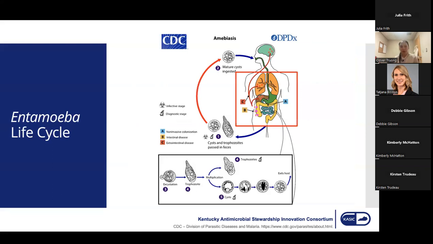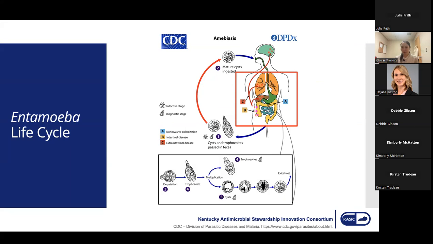So how do entamoeba get into our bodies and what is their life cycle? Similar to Cryptosporidium, they can be ingested through fecally contaminated food or water. Entamoeba can exist in a cyst form and a trophozoite form. The cyst form is the infective state, which is what we ingest in food. When it gets into our body, the cyst can transform into the trophozoite form.